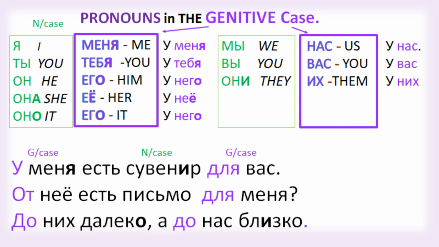Pronouns in the genitive case. У меня есть сувенир для вас. I have a souvenir for you. От нее есть письмо для меня. Is there a letter from her for me? До них далеко, а до нас близко. They are far away, but close to us.